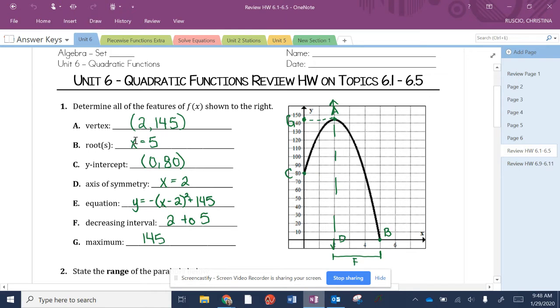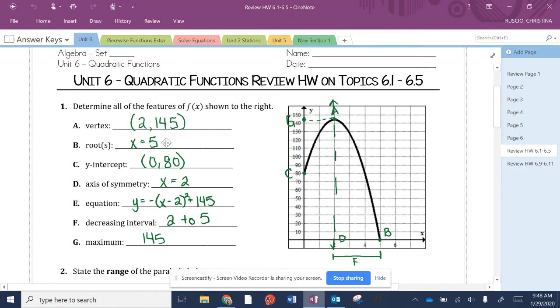Roots. In this case, there was just one root right down here. Notice the format is x equals 5. The y-intercept is a point. I can't tell you how many points we have to take off because of notations. So if it's written as x equals 5 right here, it better look like x equals 5 on your paper.